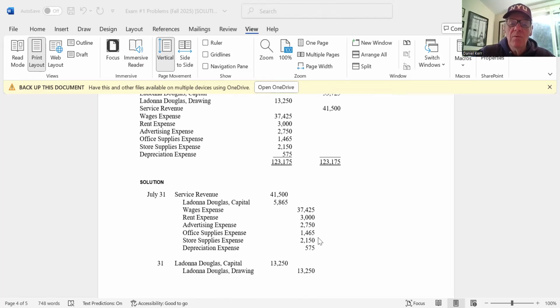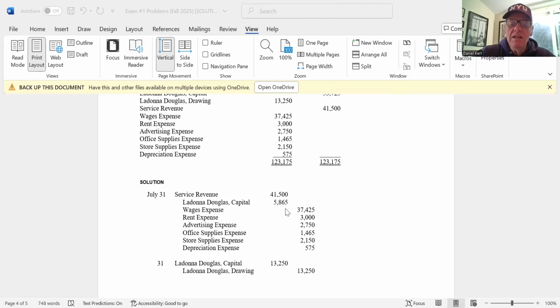Okay, so you had the right number, you had the right accounts, but you had them reversed, which is not good. Okay? Revenue has a credit balance, so if you want to close it out, you got to debit it. Expenses have debit balances, so if you want to close them out, you got to credit it. And notice here there is a difference between the total revenues of 41.5 and the total of all the expenses. The expenses are actually larger than the revenues by 5,865, which is why we got a debit to capital.